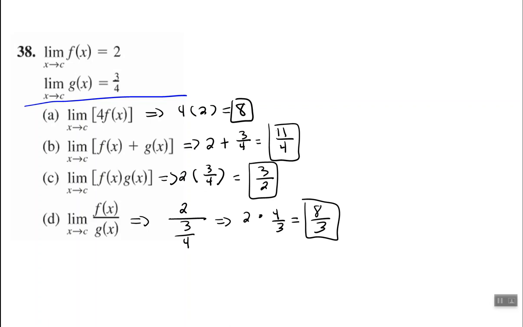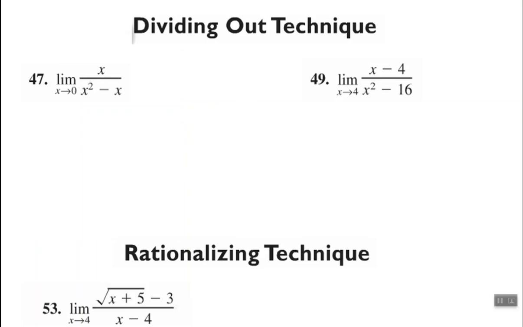All right, moving on to the dividing out technique. Again, the first thing we try to do is substitute in, but if you look at number 47 here, I have the limit of x over x squared minus x as x approaches 0. If I replace the x with 0 in my denominator, I will end up with 0 in my denominator, which is undefined. So we can't find the limit of this problem by using just substitution, not initially anyway. But if we can factor and simplify and then substitute, that still works out for us.